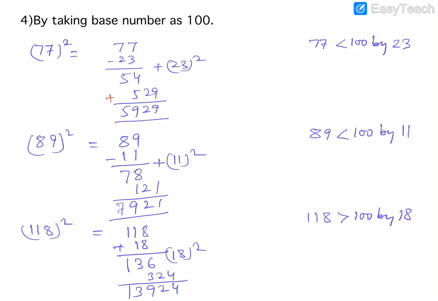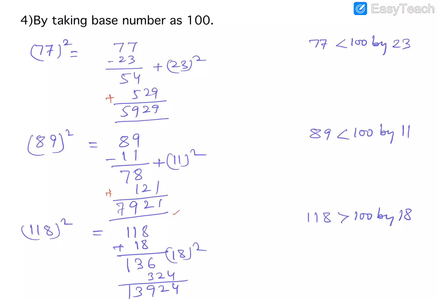Similarly, 89 square. Since 89 is less than 100 by 11, we will subtract 11 from 89 itself, which gives 78, and write 11 square, which is 121, like this. And the result is 7921.